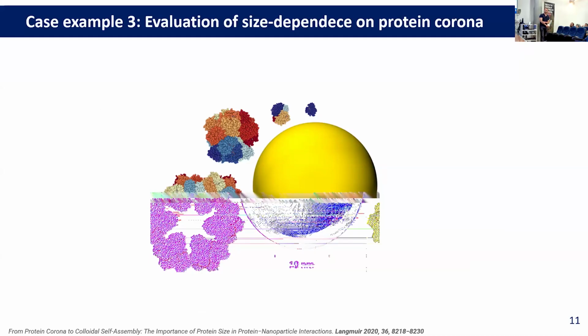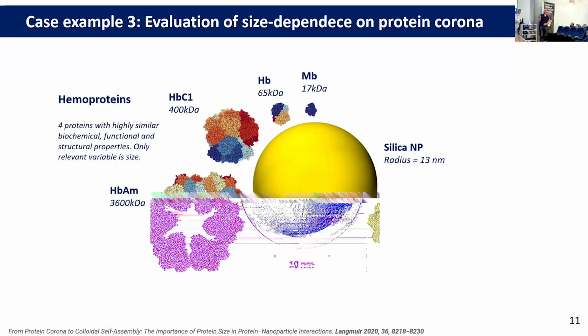Okay, and a bit more interesting application of ITC is the evaluation of size dependence of proteins onto the corona. We have talked extensively about the protein corona. So these researchers tried to understand how, for proteins similar in terms of biochemistry and structural and functional properties, the size of these proteins affected their inclusion into the corona of this silicon nanoparticle.